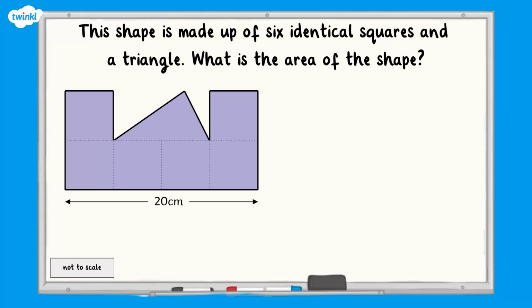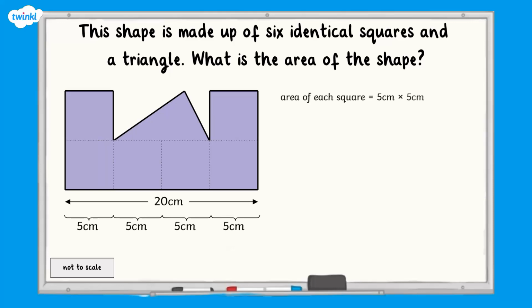To start with, you could have divided the 20 centimetres by 4 to work out that each of the squares has a side length of 5 centimetres. This means that each of the squares has an area of 5 multiplied by 5, which is 25 centimetres squared. There are 6 squares in total within the shape, so the area of the squares in total is 25 multiplied by 6, which equals 150 centimetres squared.